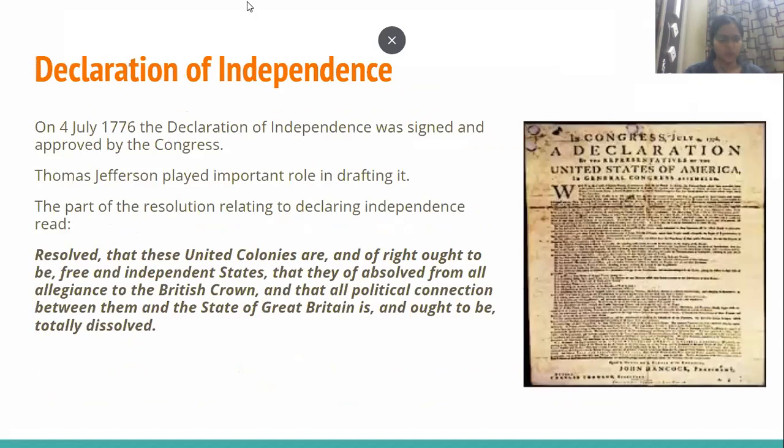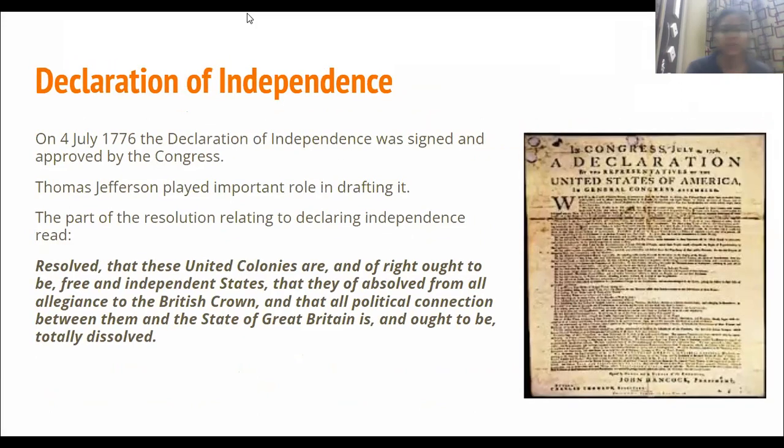On the 4th of July 1776, the Declaration of Independence was signed and approved by the American Congress, and Thomas Jefferson played a very important role in drafting this document of independence, the Declaration of Independence.